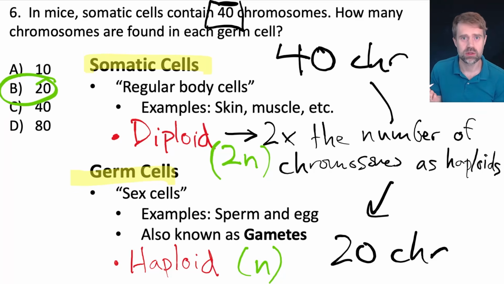So, remember this. Germ cells, sex cells, sperm and egg, haploid. They have half the number of chromosomes as somatic cells. Somatic cells are the regular body cells. Diploid somatic cells have twice the number of chromosomes as haploid germ cells or sex cells. Okay, got to know it.